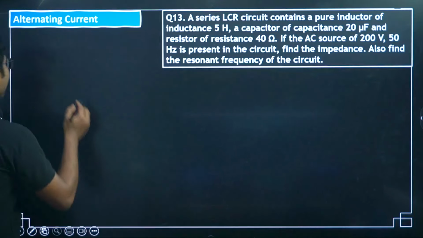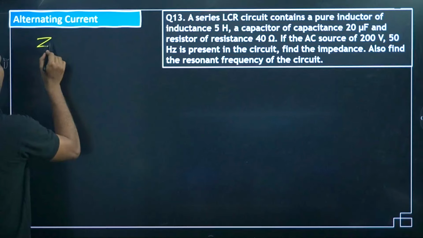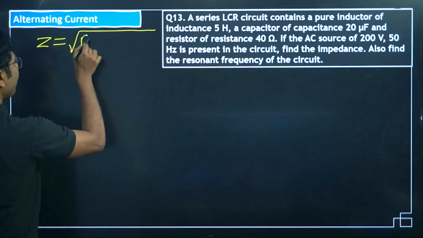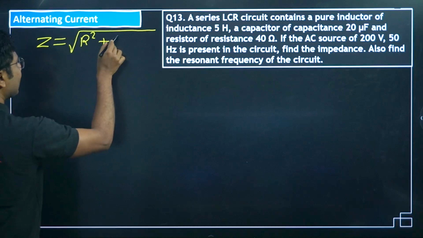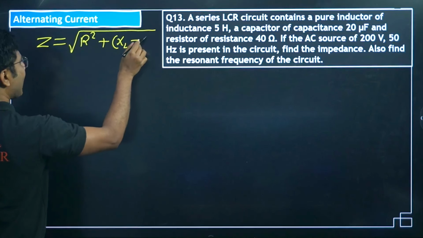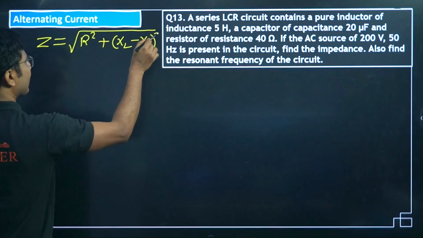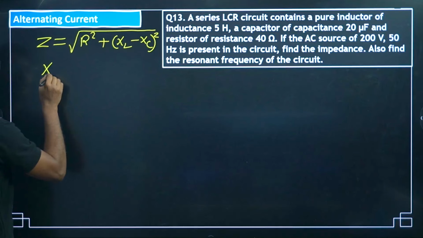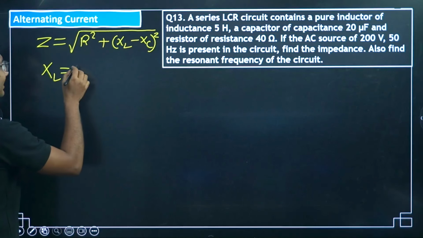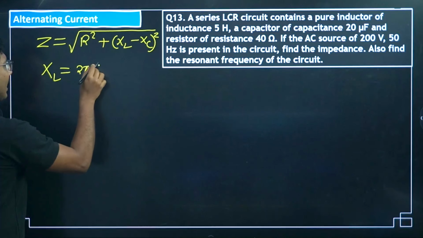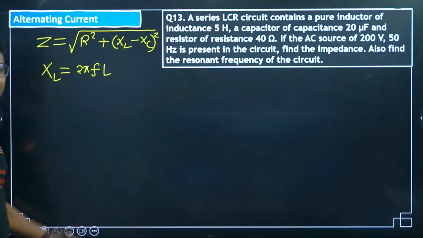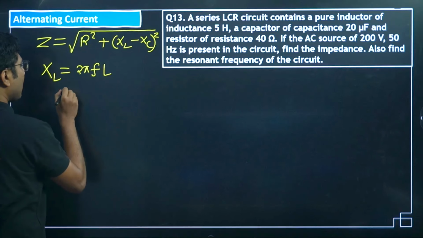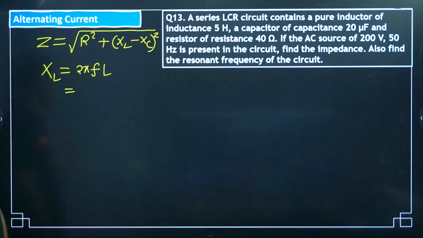So, first we have to find the impedance. What is the formula for impedance? Impedance formula is given by square root of R square plus XL minus XC whole square. Now, what is XL? XL is called the inductive reactance, and it is given by 2 pi F into L. As I mentioned, simple formula.